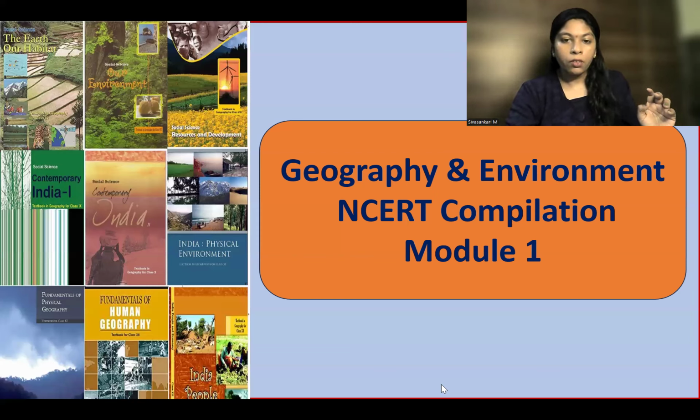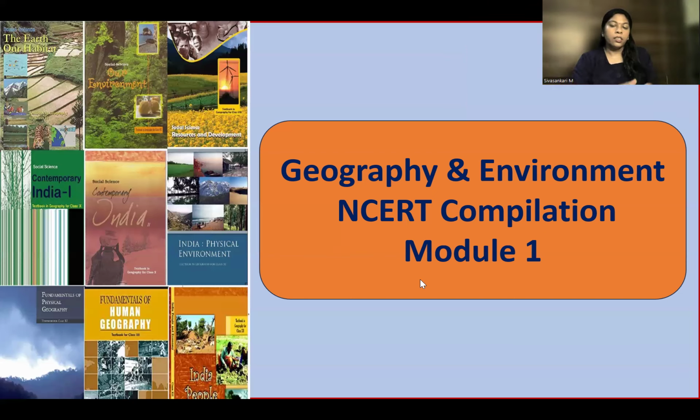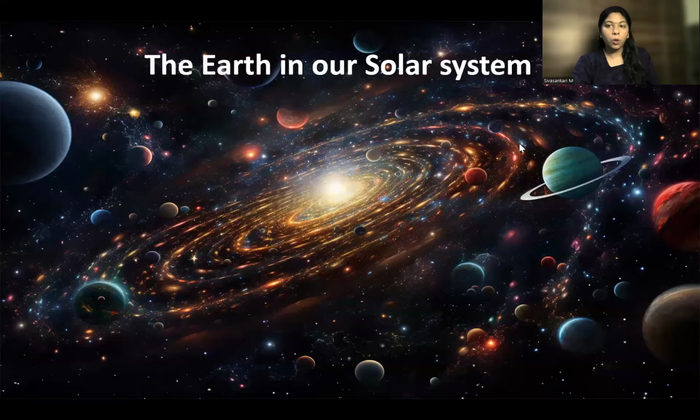Now, see, this is the first module in the geography NCERT and environment NCERT. So we'll go one by one. Today, what is the topic? The topic is Earth in our solar system.